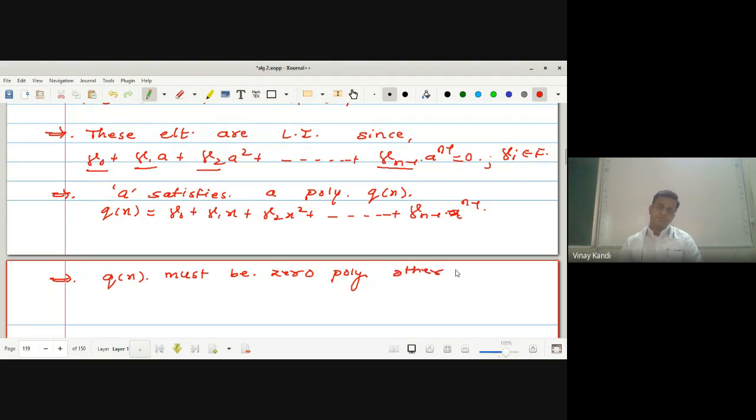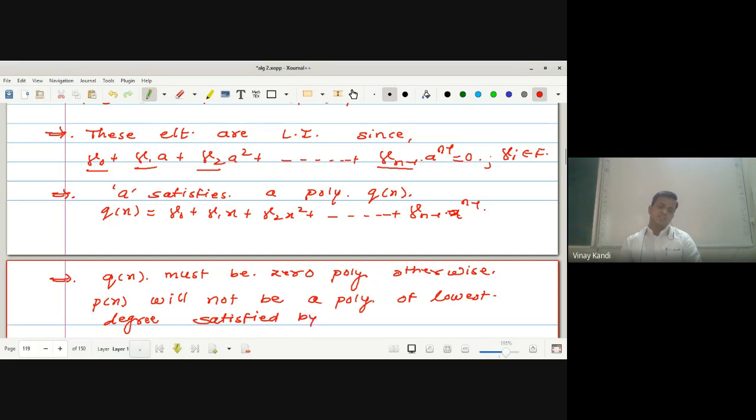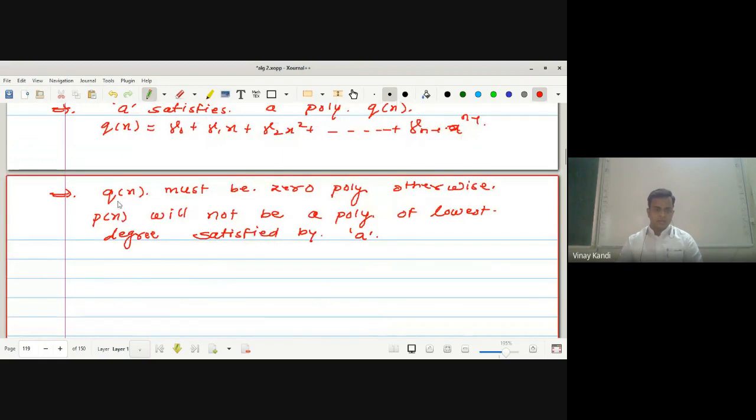Otherwise, if it is not, then p of x will not be a polynomial of lowest degree satisfied by a. Okay. Any doubt up to here?